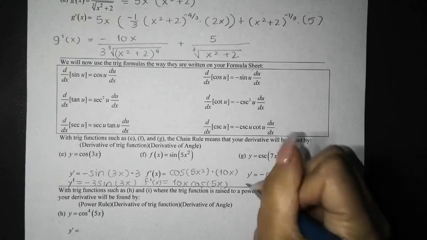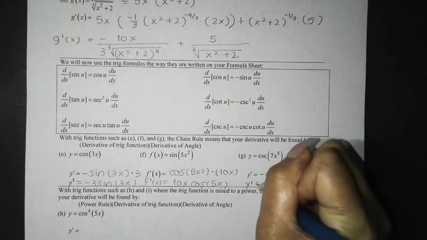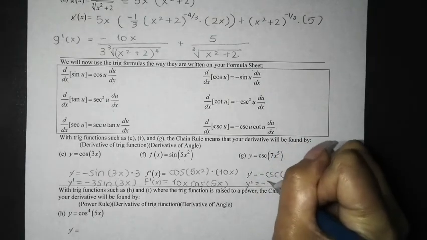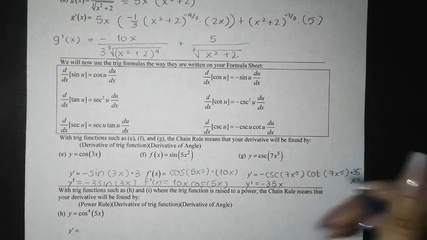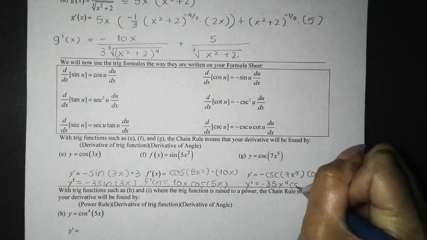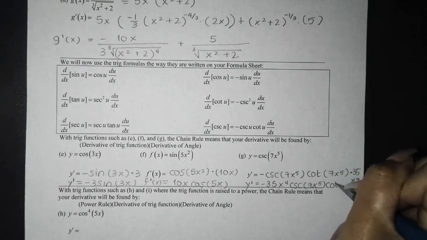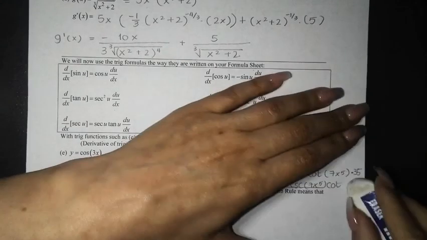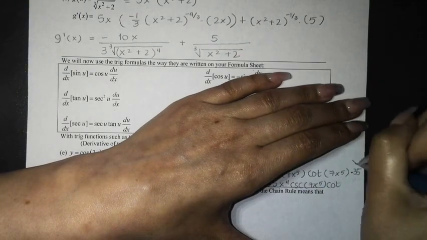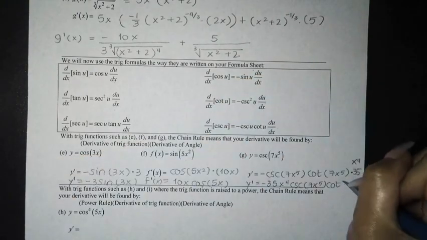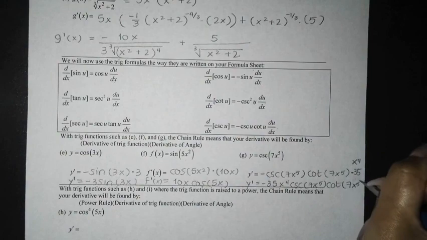So let me rewrite it here. Y prime is going to be equal to negative 35x to the power of 4 cosecant of 7x to the power 5 times cotangent. Let me just erase this one, and I'm going to put it strategically here, cotangent of 7x to the power 5.